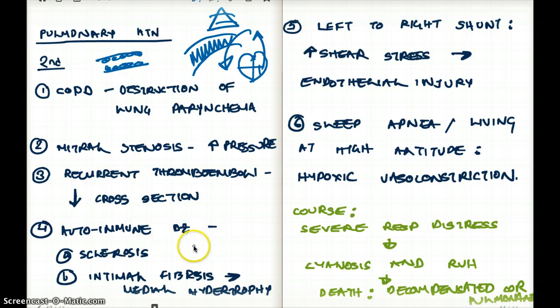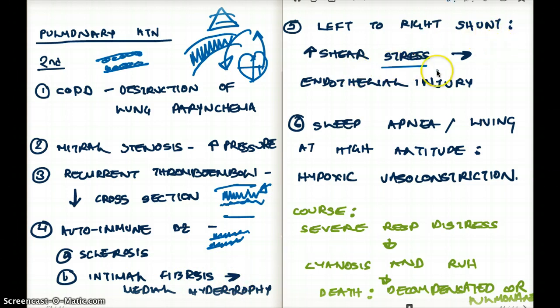Autoimmune disease can cause pulmonary hypertension in two ways. One is sclerosis of the vessels. The other way is intimal fibrosis. When the intima becomes fibrosed, there is medial hypertrophy. So that's another way autoimmune disease can cause pulmonary hypertension. Left to right shunt: the increase in pressure also causes endothelial injury, which is eventually going to cause pulmonary hypertension. Last of all, we have sleep apnea or living at high altitude.